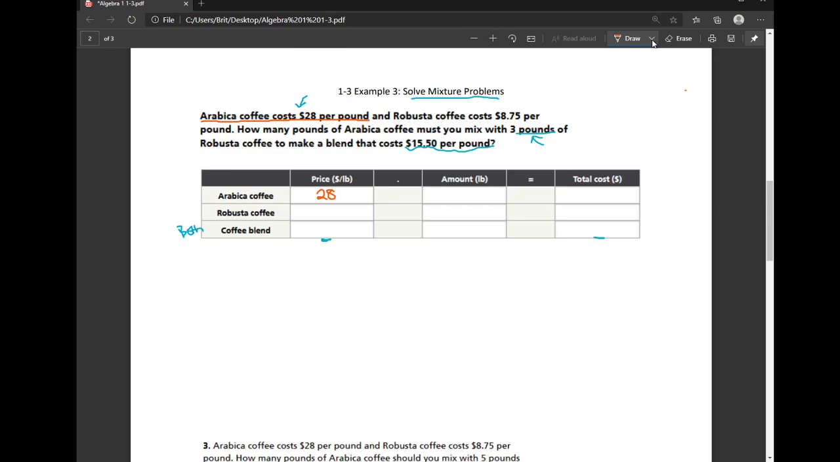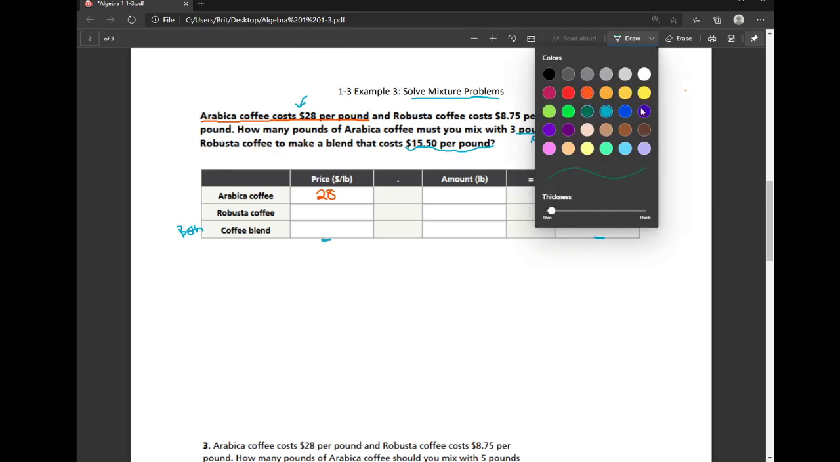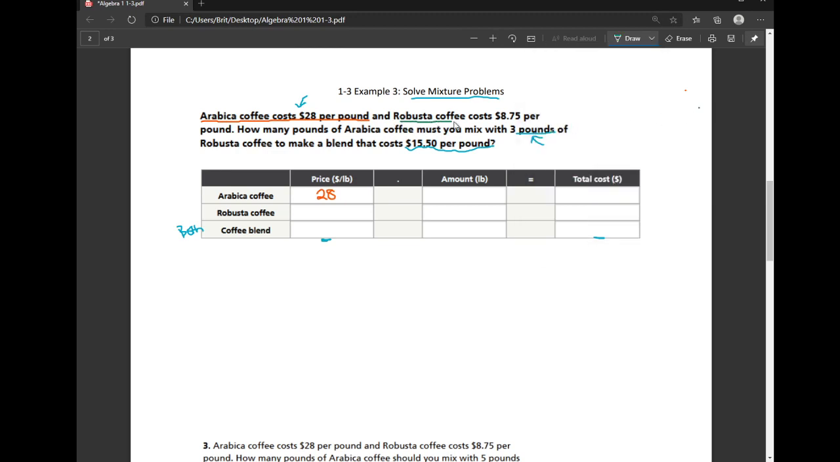Alright, our next part of the word problem, Robusta coffee is $8.75 per pound. So we go to the Robusta coffee, the price per pound, put $8.75. Now we do also have this $15.50 per pound that I underlined, which is going to be the blend, right? So that's what's going to go right here.